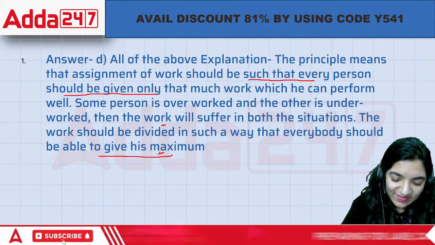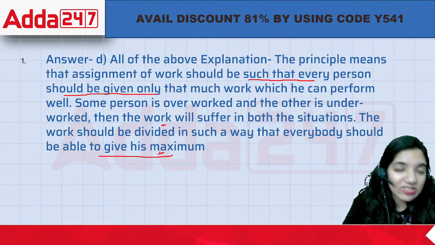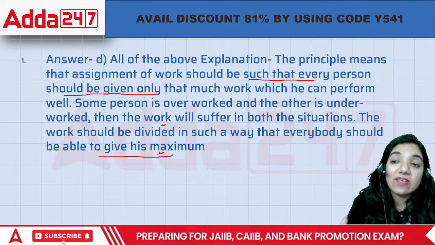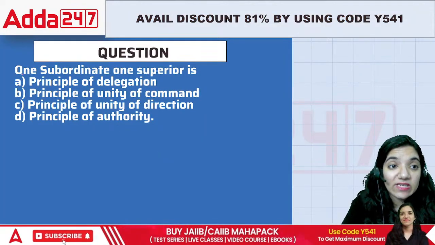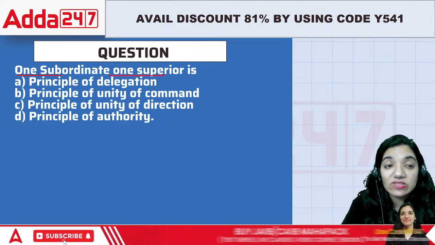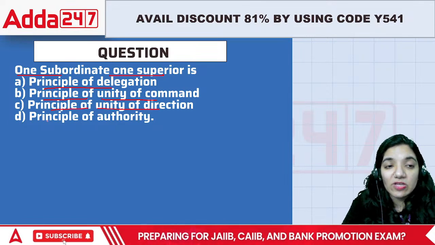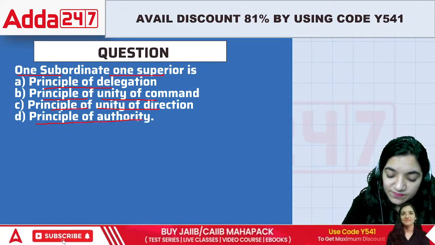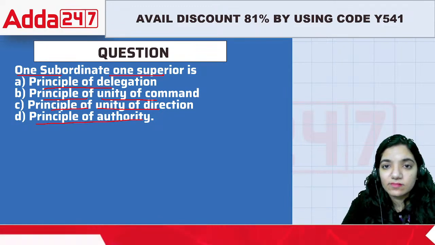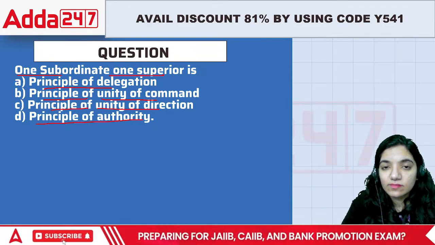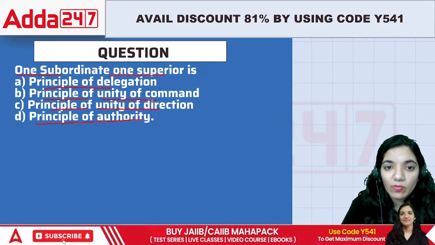Hello everyone. Good morning. So that means people can get their maximum output now only by giving the best in terms of their work. Then one subordinate, one superior is principle of delegation, principle of unity of command, principle of unity of direction, or principle of authority. What would be the answer, everyone?